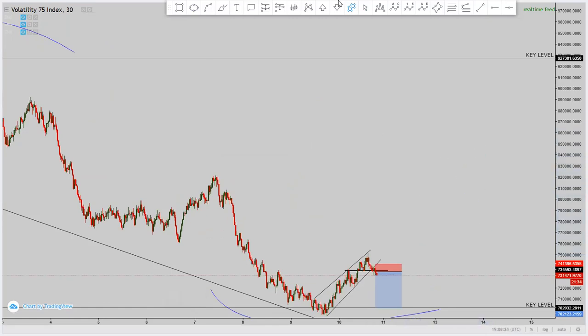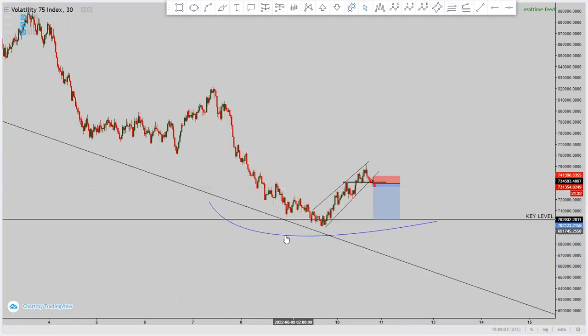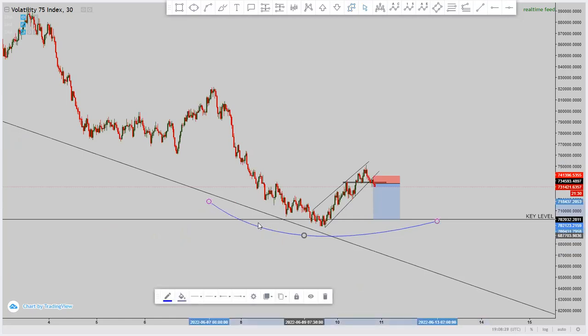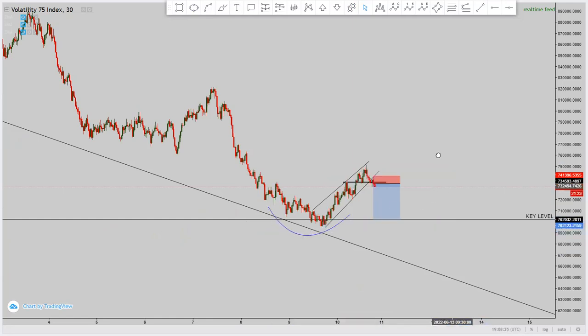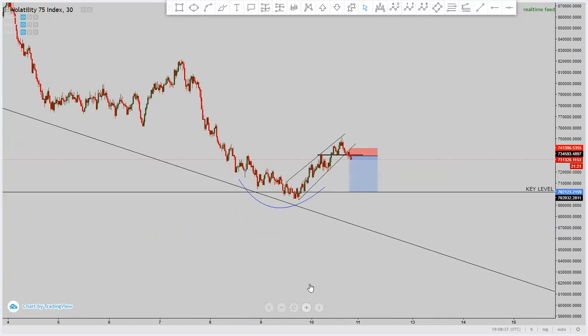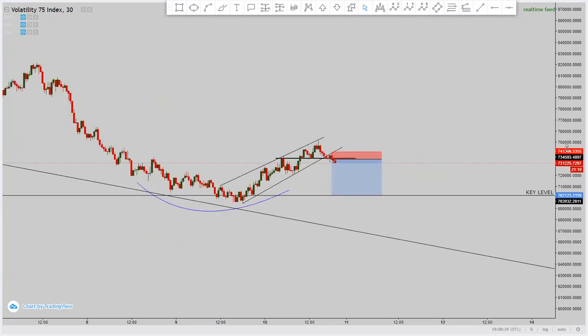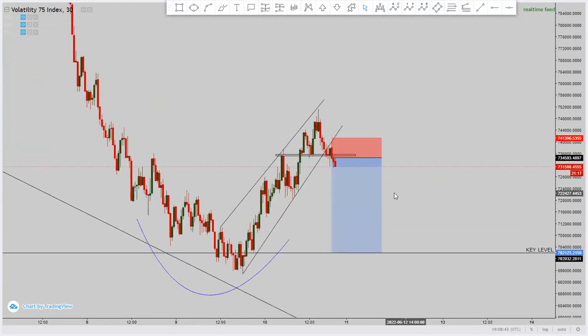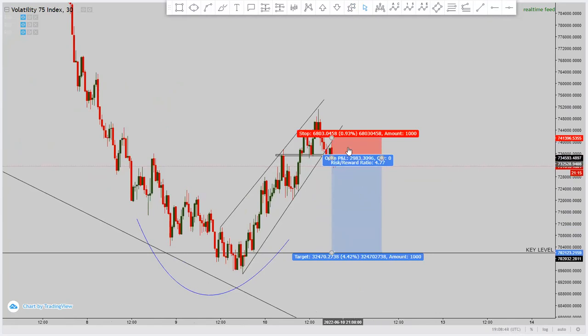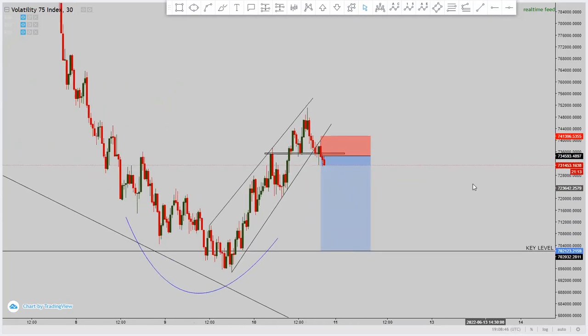So right now, the sales that you're in, you're actually correct. You are 100% correct. The sales that you took, you are actually correct. So this is the structure.